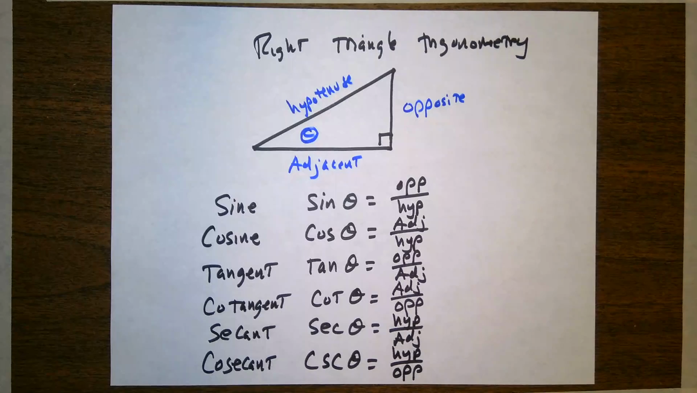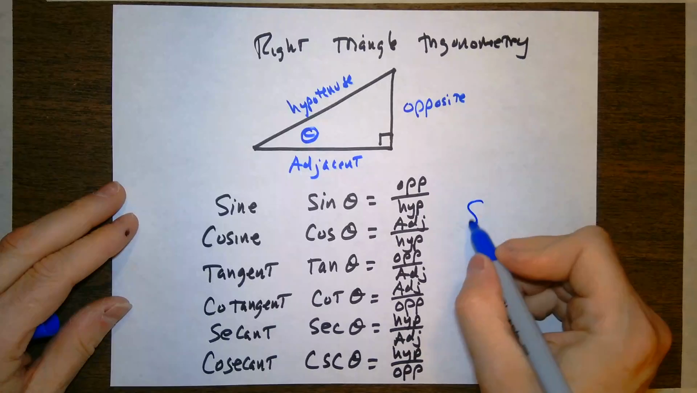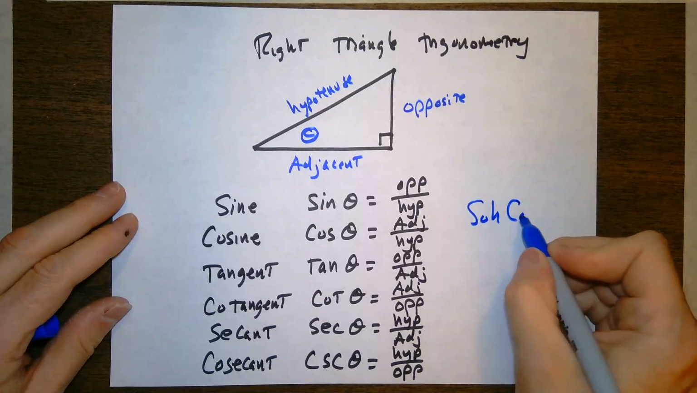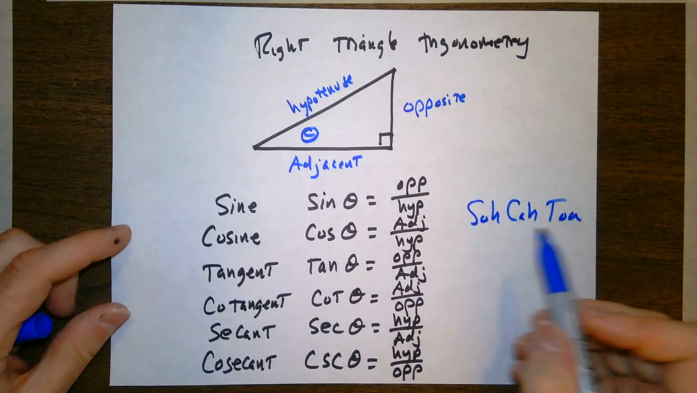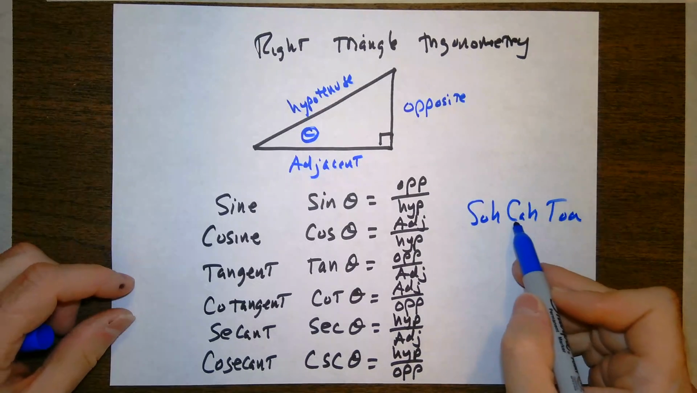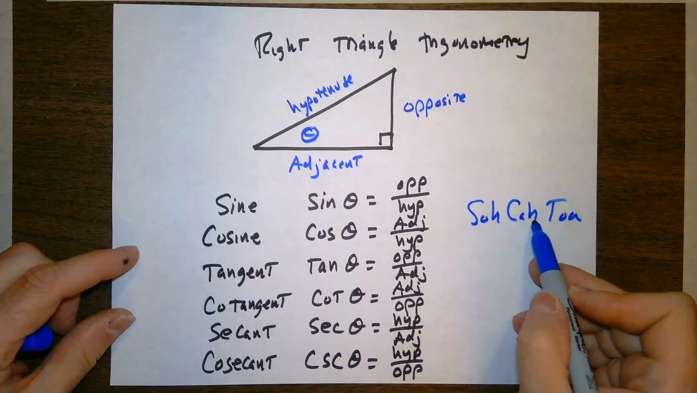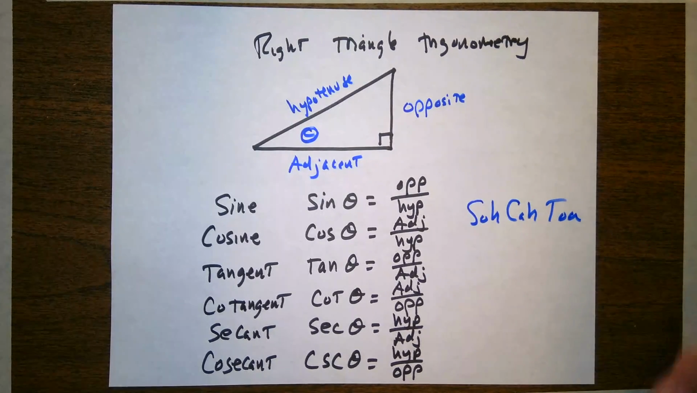We should probably remember some of these from previous class. We might remember the mnemonic device SOHCAHTOA. And this tells me that the sine ratio is opposite over hypotenuse, cosine ratio is adjacent over hypotenuse, and the tangent ratio is opposite over adjacent. But what about these other ones, cotangent, secant, and cosecant?